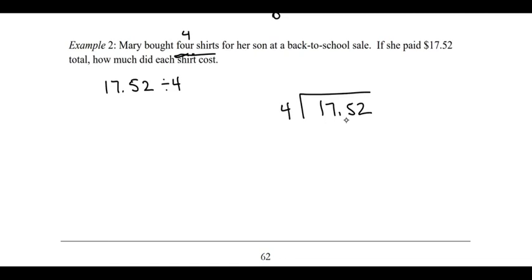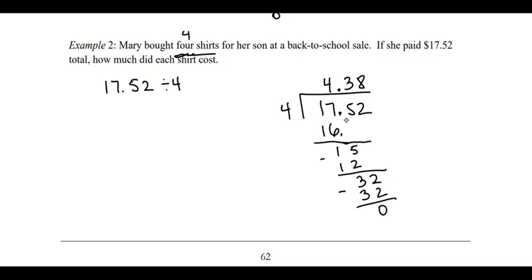All right, so let's go ahead and set up $17.52 divided by 4. Set up the long division. 4 goes into 17 4 times. Okay, so then 1 left over. All right, so we have 15 now. 4 goes into 15 3 times, with 3 left over, so 32, and 4 goes into 32 8 times. Okay, so 1752 divided by 4 gives you 438. So the official answer is each shirt was $4.38.